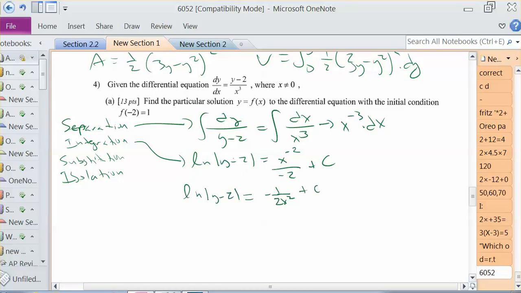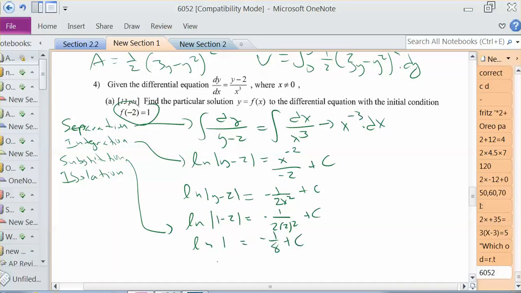Okay, now let's substitute our initial values, which is right there. So natural log of absolute 1 minus 2 equals negative 1 over 2 times 2 squared, plus c. It's a little bit nasty. Now because you have absolute value of negative 1, that's going to be just ln of 1. And negative 1/8 plus c, and natural log of 1 is 0. So c is just 1/8. So if you did all that correctly, you got a majority of the points, because that's really what this is all about. Knowing to separate, knowing to integrate correctly, knowing to substitute, solving for c, and then using c.